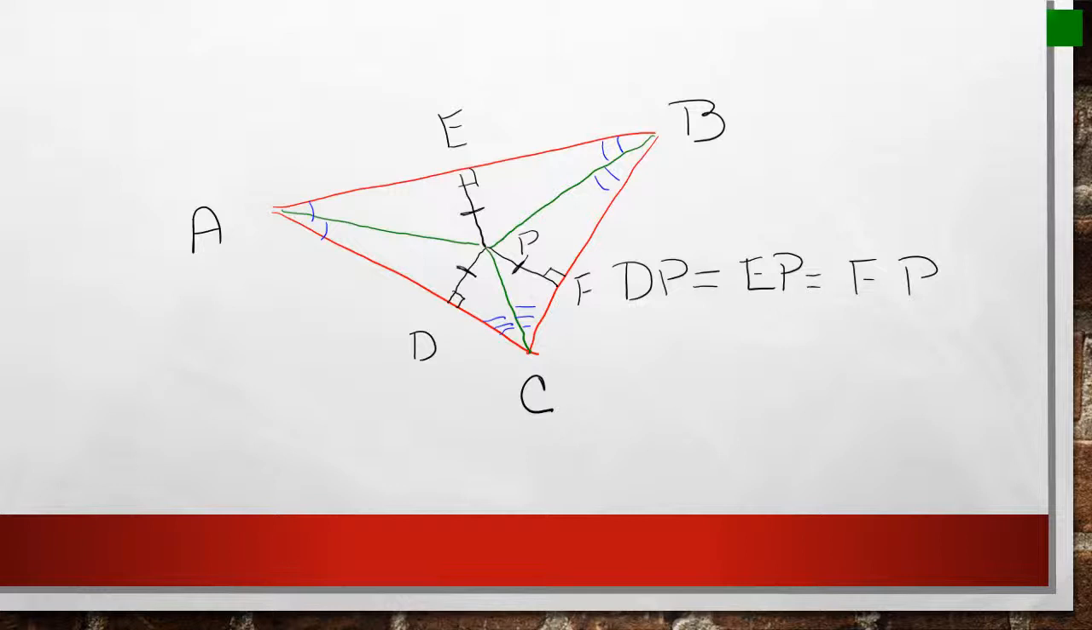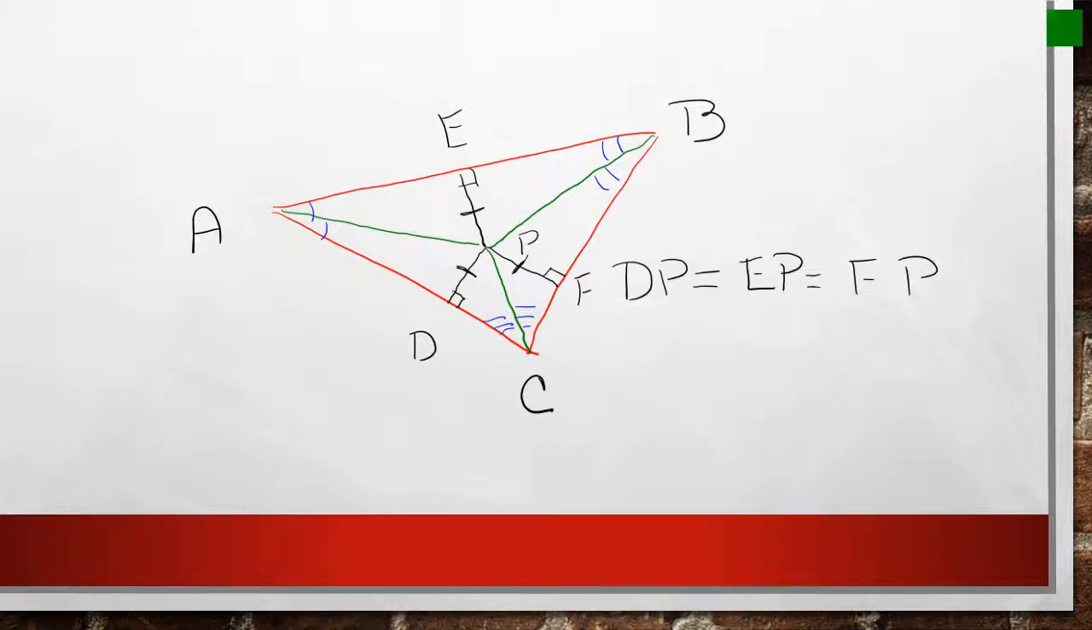If I draw a line, I'm trying to get really creative with the colors here, but I'm ending up back to black. If I bring a line straight down from that point, it has to make a 90-degree angle with that side. And if I do that to all three sides, this segment is congruent to this segment, is congruent to this segment.